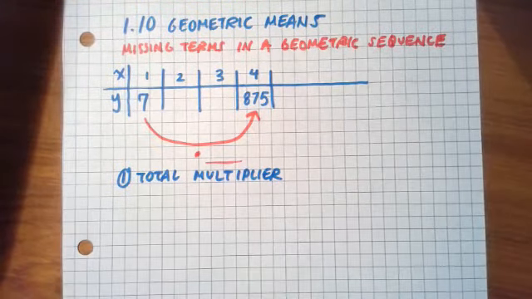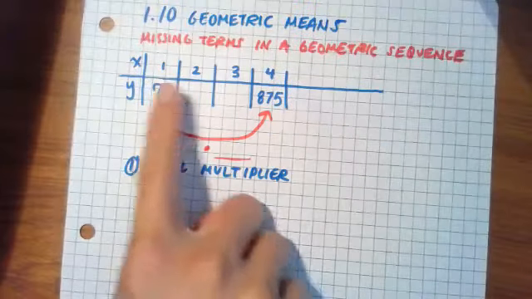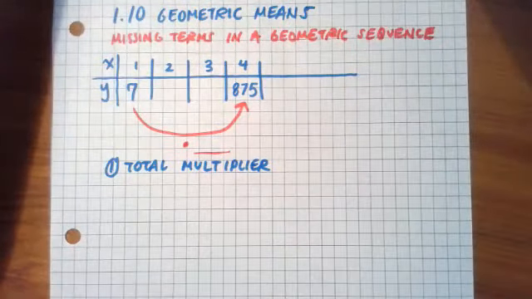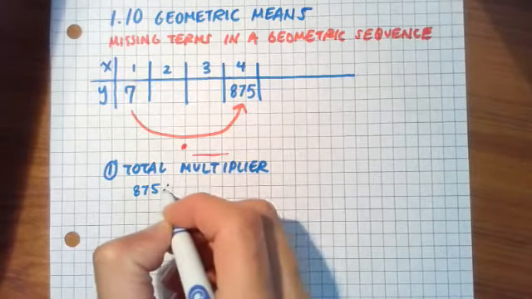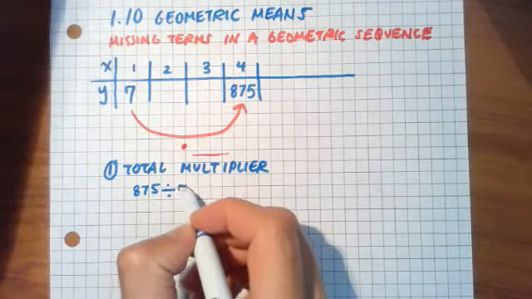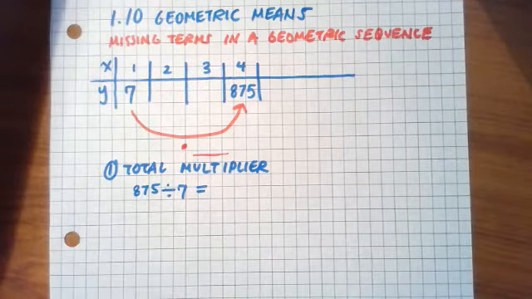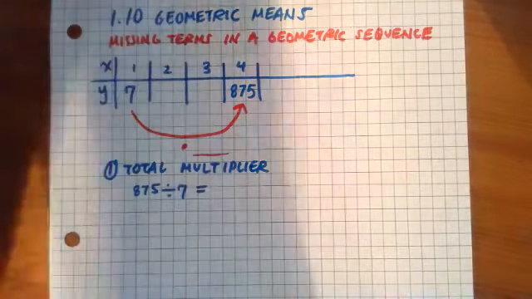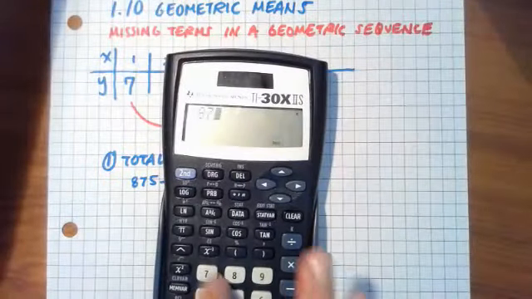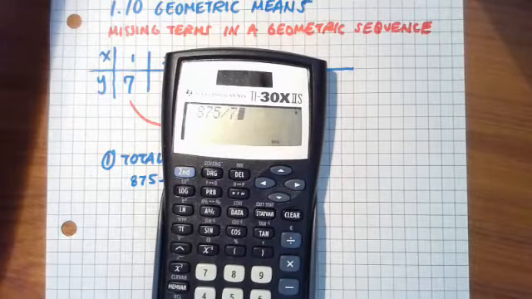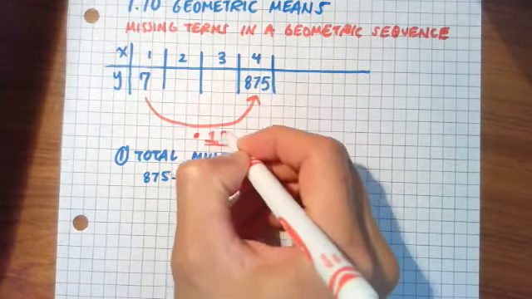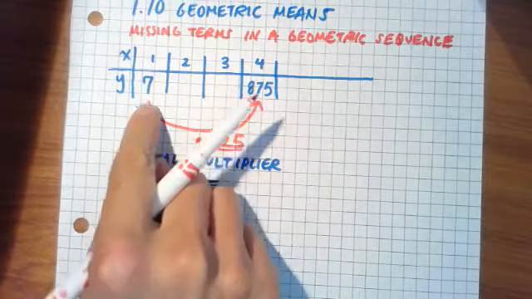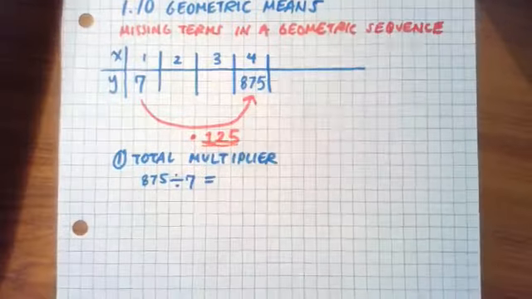To figure out that total multiplier, I can take the last term and the first term and do some division. So I'm going to do 875 divided by that first term, which is 7. 875 divided by 7, you can use a calculator for this, is 125. So 125 is my total multiplier. That's how much is being multiplied to get from that first term all the way to that last term.